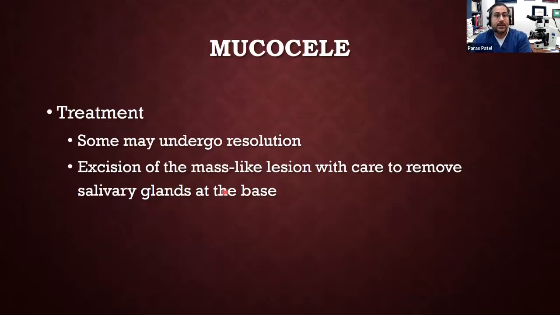All right, so treatment: again, some may undergo resolution, but if the lesions are persistent, excision is going to be necessary. It's really important when you excise these lesions that at the base, you will see small yellowish round things at the base of the tissue. Those round things represent salivary glands. It's really important to pluck out the glands at the base of that lesion, because it's likely one of those glands that's damaged that has resulted in this mucocele. If you don't remove that duct and you close it back up, there may be a recurrence because the duct is still producing mucin out into the connective tissue.